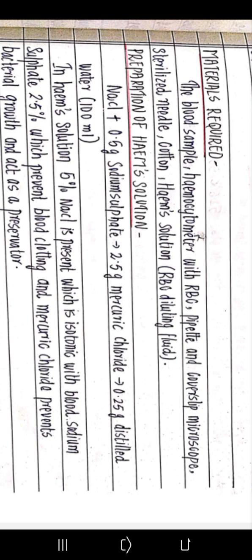RBC diluting fluid, Hayem's. Okay, so preparation of Hayem's solution: NaCl, 0.5 gram of sodium sulfate, 2.5 gram mercuric chloride, 0.25 gram, distilled water 100 ml.